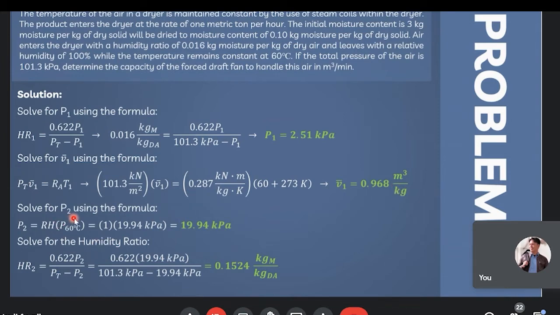So solving for P2 using the formula P2 is equal to the relative humidity multiplied by the pressure at 60 degrees Celsius. Since 100% yung humidity natin, so 1 lang yun times 19.94. So 19.94 pa rin yung P sub 2 natin. So solving for humidity ratio, same formula. However, ang hinahanap na natin dito is yung humidity ratio at 2. So substitute lang natin yung value, 0.622 multiplied by 19.94 kilopascal divided by 101.3 kilopascal subtracted by 19.94. Meron tayong 0.1524 kilogram of moisture per kilogram of dry air.